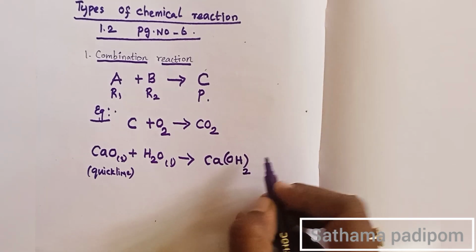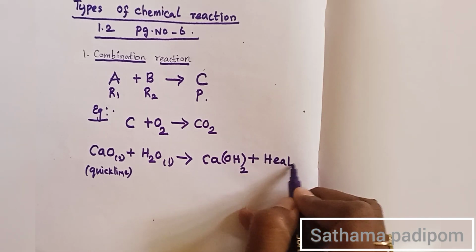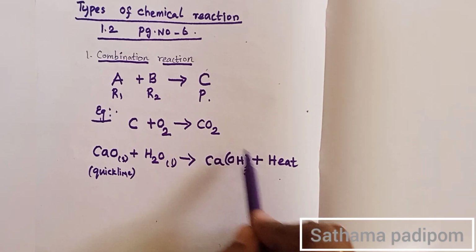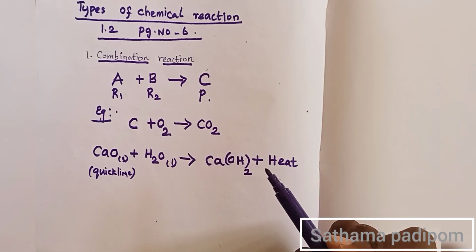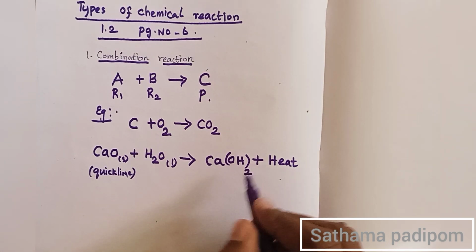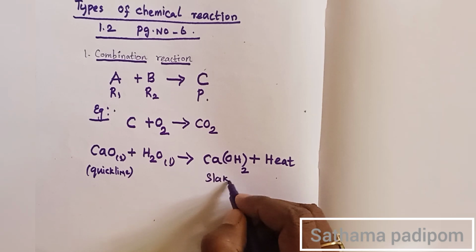Calcium hydroxide plus heat. Heat is a byproduct. Okay, our single, main product is calcium hydroxide. So what is the name of this calcium hydroxide? The common name is slaked lime.